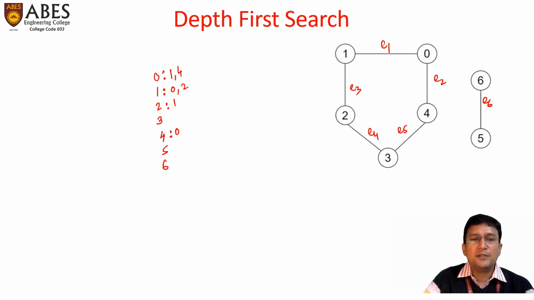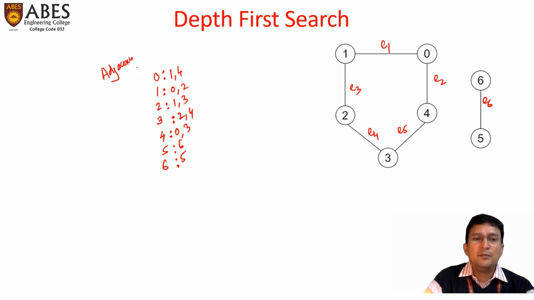For E4 edge, the connection is from 2 to 3, hence the connection will be from 3 to 2 as well. For E5 edge, the connection is from 3 to 4, hence the connection will be from 4 to 3 as well. For E6 edge, the connection is from 5 to 6. So the connection is from 5 to 6 and 6 to 5 as well. So this is the adjacency list for the given graph.